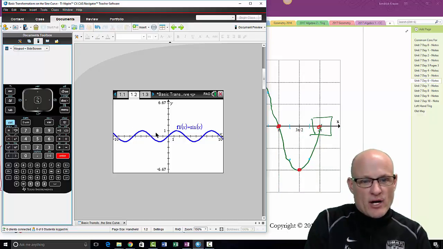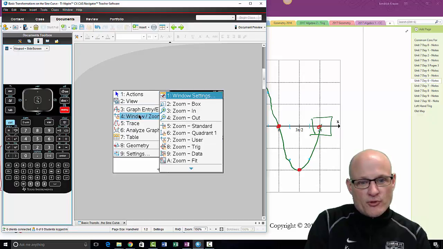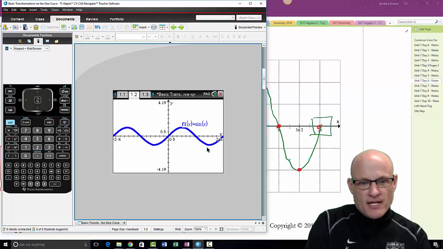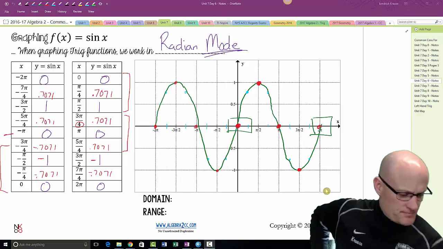All right, so if I want to make this a little bit better, I'm going to go into menu, zoom. I might just go zoom trig. There's a nice curve, right? This is what I got. Up, down, and back up. That's exactly what I just graphed over there, except it looks a lot smoother.